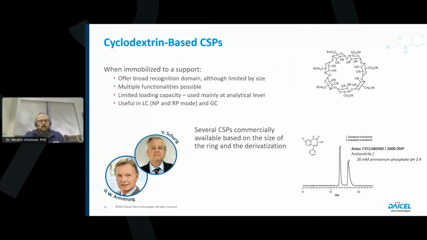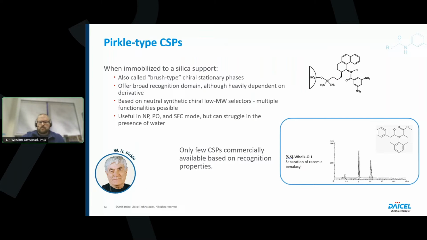The Pirkle-type phases from William Pirkle, again, this is just a general structure. They are considered a broad recognition domain as well, just like some of these other options. They can be heavily derivatized and modified because you've got these different functionalities that can be installed here, but also the overall shape of this piece of the selector. A lot of different variety can be installed with these phases.